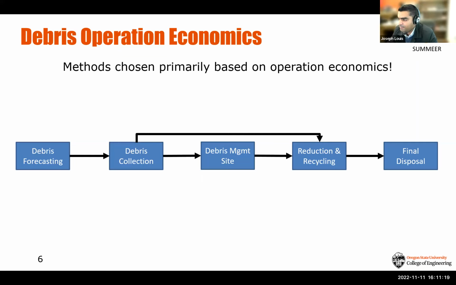So I've mapped out these steps, which I've gotten from the FEMA 325 handbook, which you might be familiar with. That is FEMA's instructional manual on how to deal with the debris that's generated after a disaster. So the first step is debris forecasting, and this obviously ideally happens before the disaster occurs.